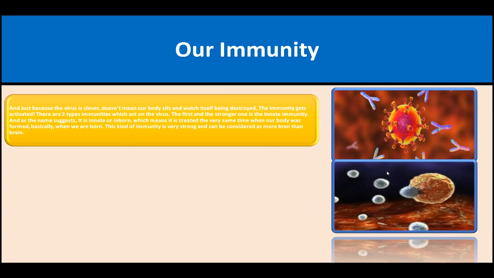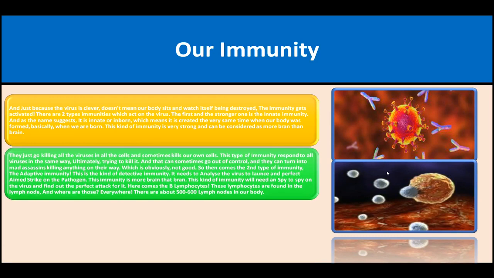Basically, that means that it was created when we are born. This kind of immunity is very strong and can be considered more brawn than brain. They just go killing all the viruses in all the cells and sometimes kill our own cells. This type of immunity responds to all kinds of viruses in the same way, ultimately trying to kill them. And that can sometimes go out of control and they can turn into mad assassins killing anything in their way, which is obviously not good.